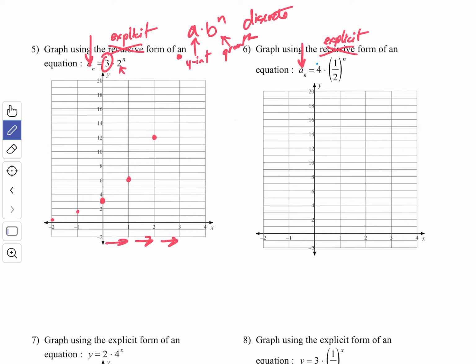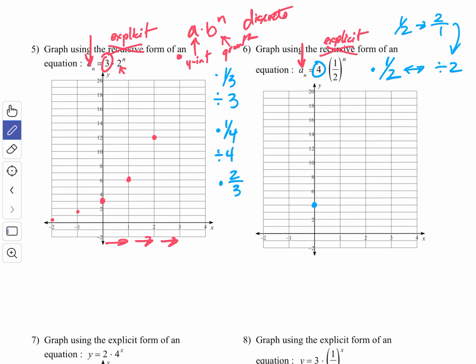Okay, number 6, again, starting with 4, so we go to 4. Now we're timesing by 1/2. So you got to remember, when we're timesing by 1/2, that's the same as dividing by 2, right? Because the reciprocal of timesing is dividing. The reciprocal of 1/2 would be 2 over 1, or just 2. So you can think of that way if you'd like to, just like timesing by 1/3 is the same as dividing by 3, timesing by 1/4 the same as dividing by 4, timesing by 2/3 same as dividing by 3/2. Okay, so you get the gist.